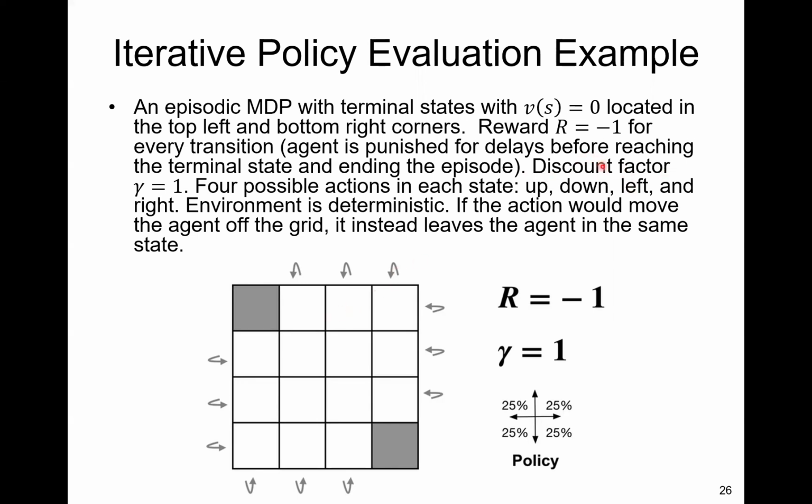The longer he lives, the more he suffers. The discount factor gamma is equal to 1. There are 4 possible actions in each state: up, down, left, and right. The environment is deterministic. As usual, if the action would move the agent off the grid, it instead leaves the agent in the same state. So this is the definition of the MDP.